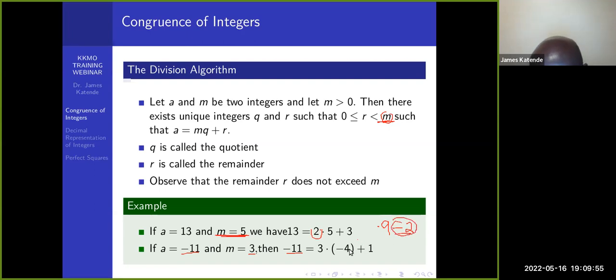Similarly, you can't use negative 5 because then you get negative 15, and for you to come back to negative 11, you have to add 4. And now we have a problem because 4 is bigger than our divisor.